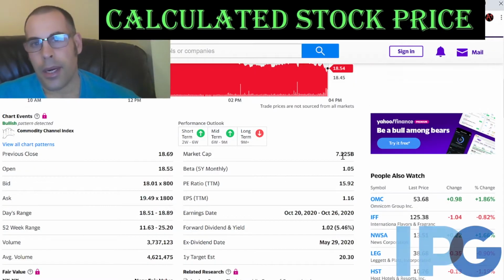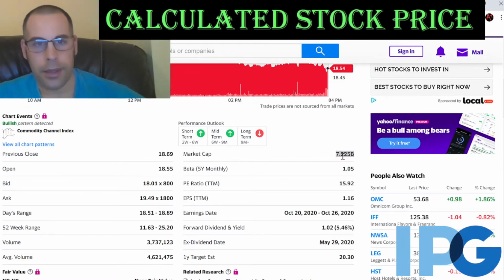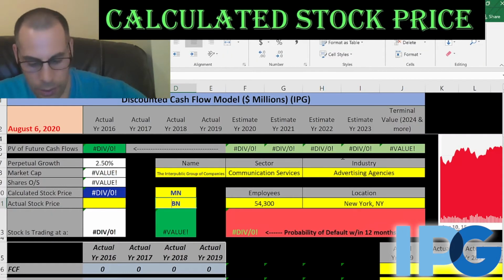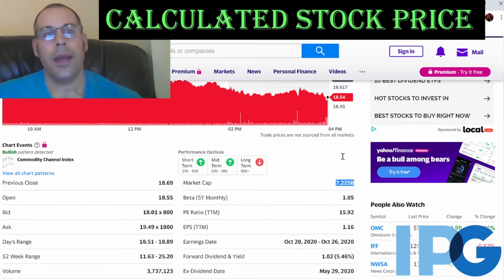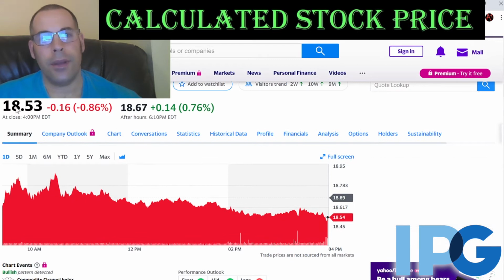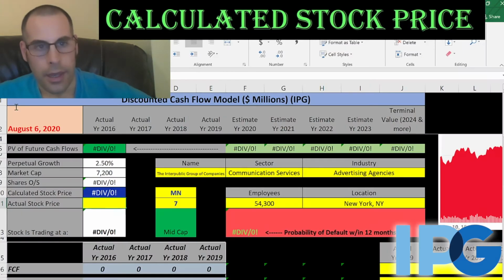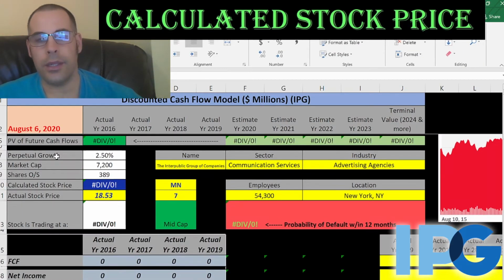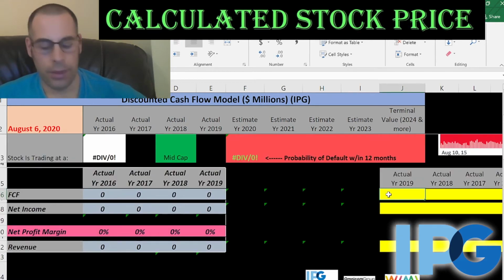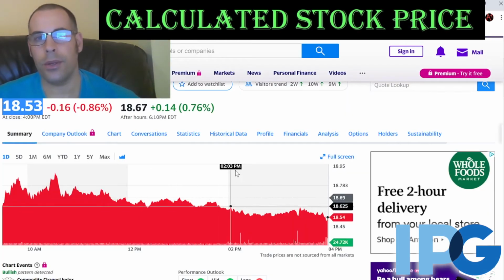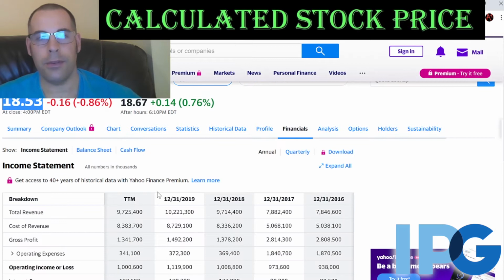The company has a market cap of $7.2 billion. So that's the value of the company according to the stock market. And they're trading at $18.53 a share. And the way you value a company is you estimate the future free cash flows and then you discount that number back to today's value. That's what we're doing in this video.